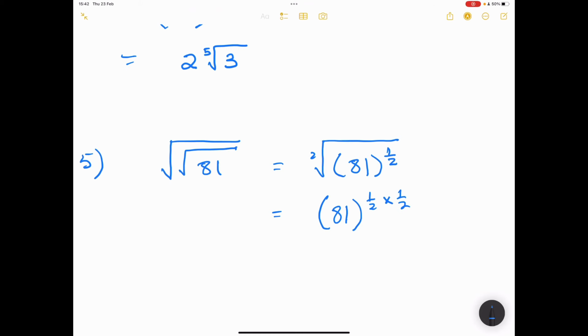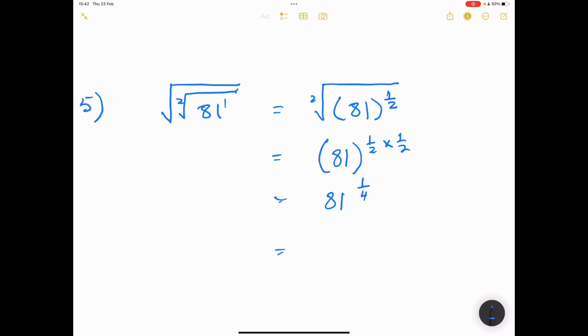So I took the first square root in this case. That became 1 over 2. And in this case, the second square root also is 1 over 2. So what do I get? I get 81 raised to the exponent 1 over 4.